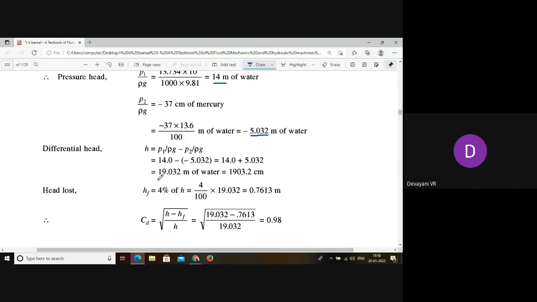They said that some head was lost during the flow of water, and the loss of head may be 4% of the total head. So we can calculate the head loss, HF, as 4% of the total head. Then it will be 4 by 100 into the total head, 19.032 meters. So the head loss taken from the total head is 0.7613 meters.